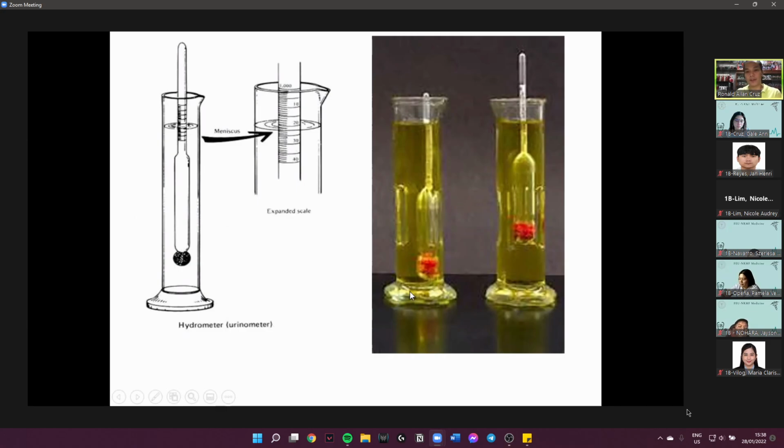So here you have specimen A, here you have specimen B. So of course, specimen B would have a higher amount of solute. So it has a higher specific gravity because the buoyancy is higher compared to specimen A. No? So mas lumutang, kumbaga, yung urinometer mo. So because of the high amounts of solute, buoyancy is increased, so that lifts the urinometer and that gives you a higher specific gravity.